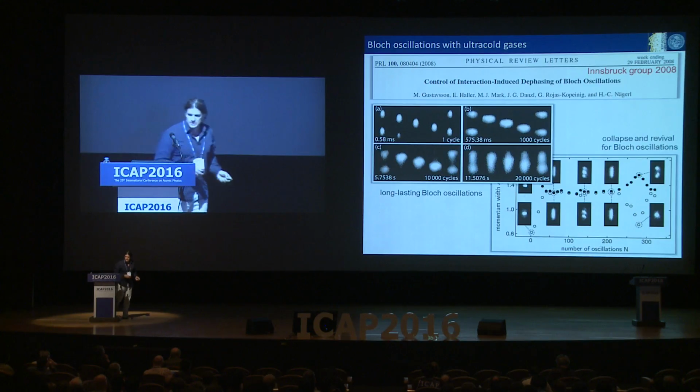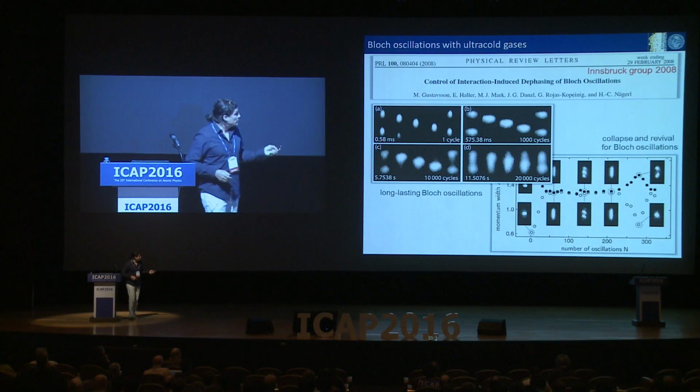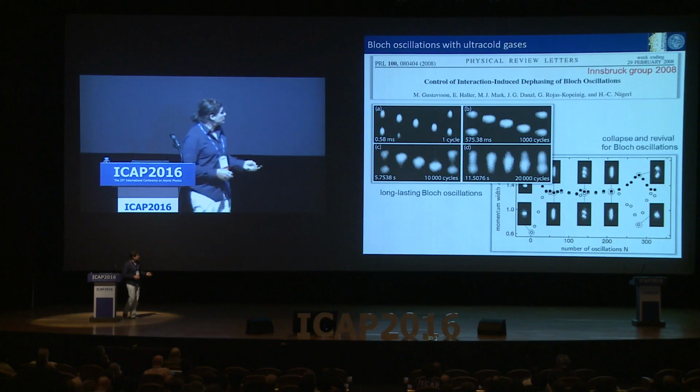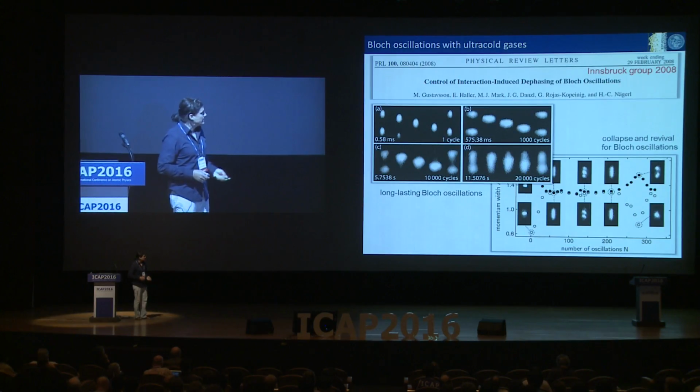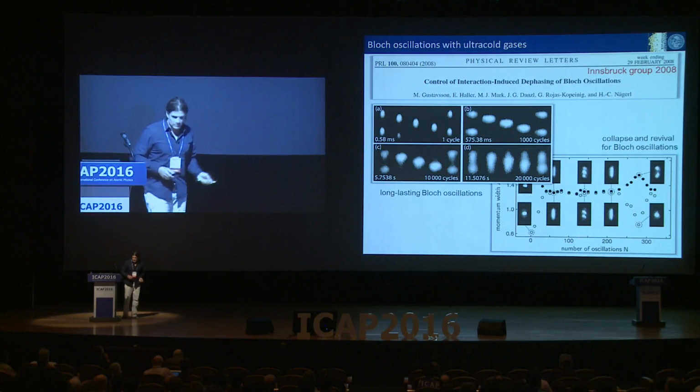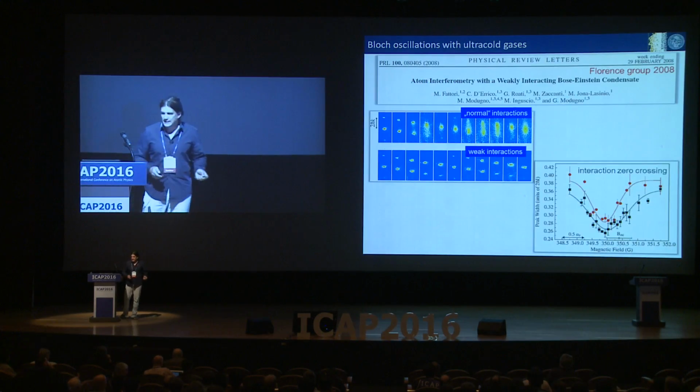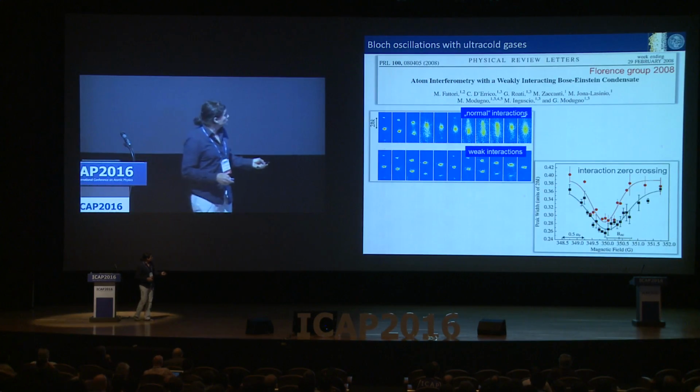Bloch oscillations could be looked at when you introduce interactions or you take away interactions. One can actually see thousands of cycles of Bloch oscillations when one takes interactions away. With interactions, one can see collapse and revival effects. In fact, this was also seen by the Florence group, and some of the people who did this are also in the audience right now.